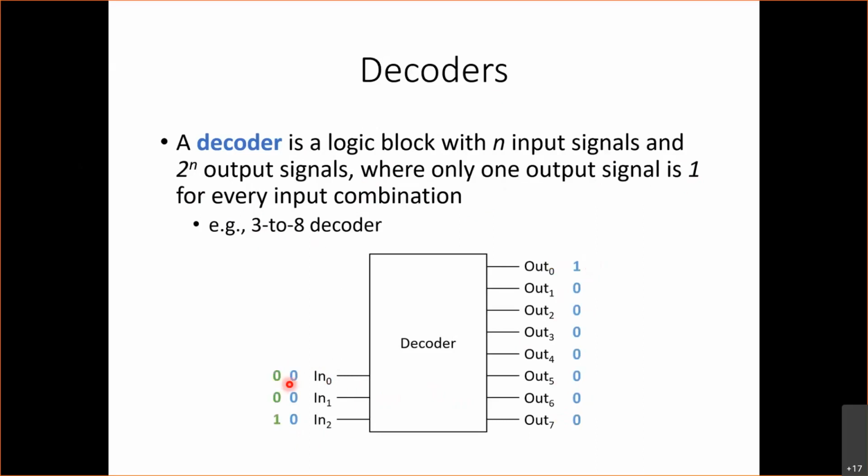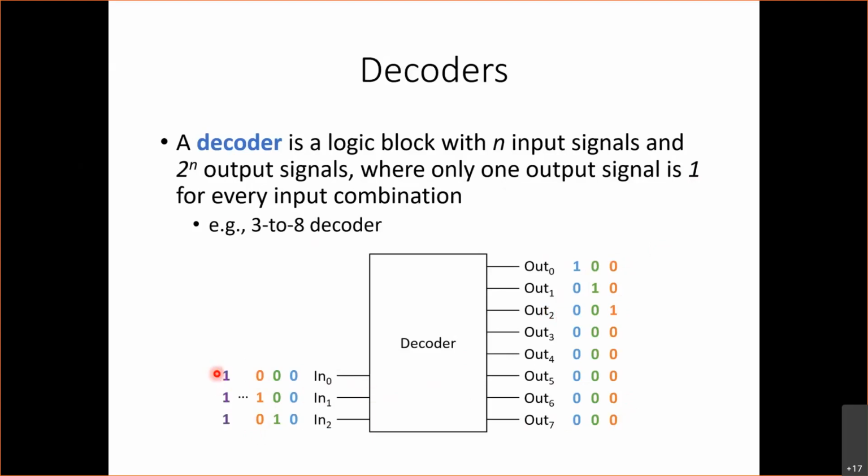If I pass 0, 0, 1 as the input, then we're going to have out 1 be 1, and all the others be 0. And if we have 0, 1, 0, so this is the binary value for 2, if you guys remember binary to decimal conversion, then out 2 is going to be 1, and all the others are going to be 0. And this goes on to all the combinations.